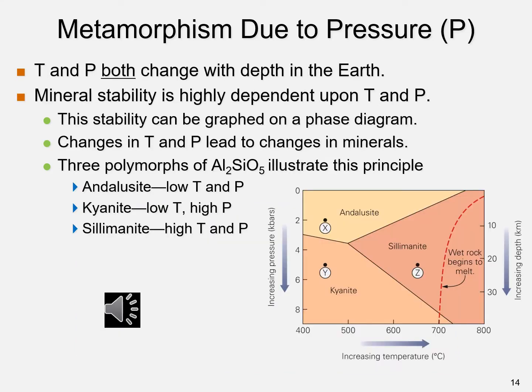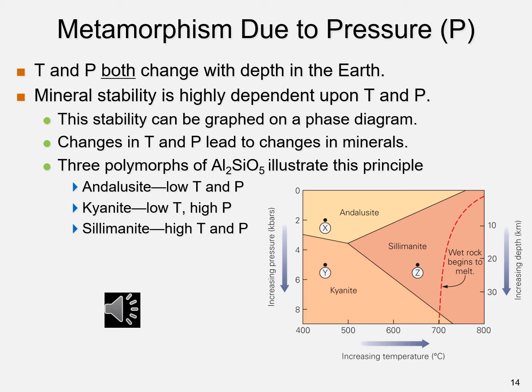In reality, pressure and temperature in the Earth change together with increasing depth. For example, at a depth of 8 kilometers, temperature in the crust reaches about 200 degrees centigrade, and pressure reaches about 2.3 kbar. If a rock at 8 kilometers later becomes buried to a depth of 20 kilometers, as can happen during mountain building, temperature in the rock increases to more than 500 degrees centigrade and pressure increases to about 5.5 kbar.